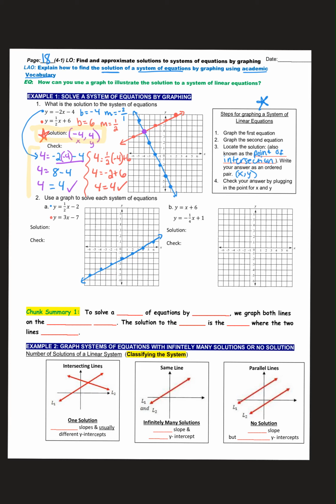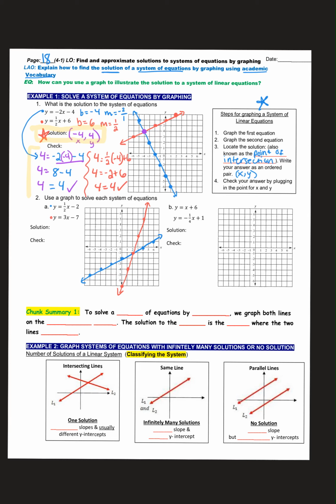All right, now the red one. Try -7 on the y-axis, and then up 1, 2, 3, and over 1. Up 1, 2, 3, and over 1. And then I'll connect all of those dots.